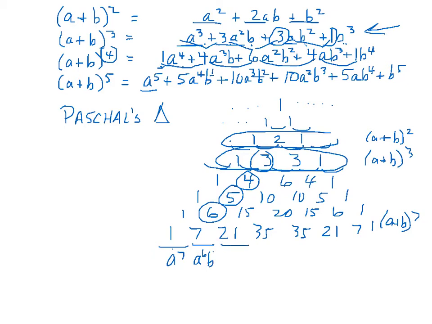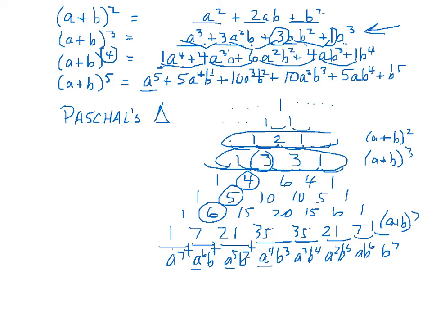The next one would be 21, a to the fifth, b to the second, 35, a to the fourth, b to the third. The a's decrease by an exponent each time, and the b's increase. 35, a to the third, b to the fourth, and once again notice the two exponents in each term always add up to 7. This would be 21, a squared, b to the fifth, 7, ab to the sixth, and 1, b to the seventh. Of course, there's a plus sign between each of these.